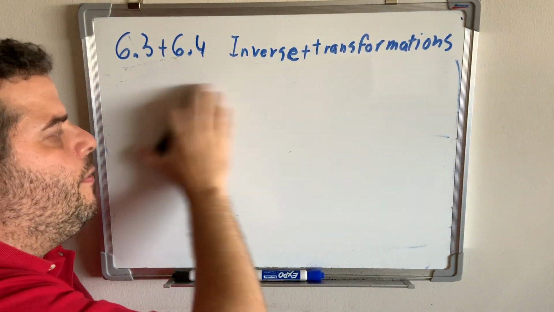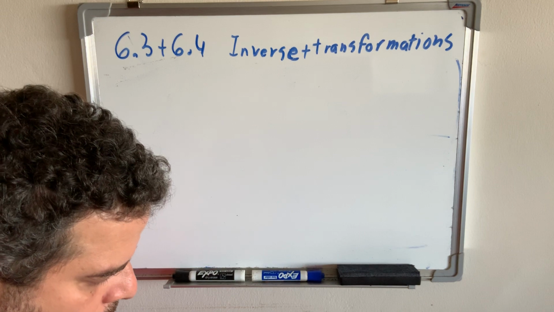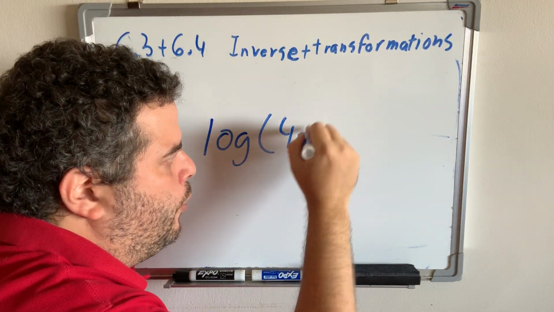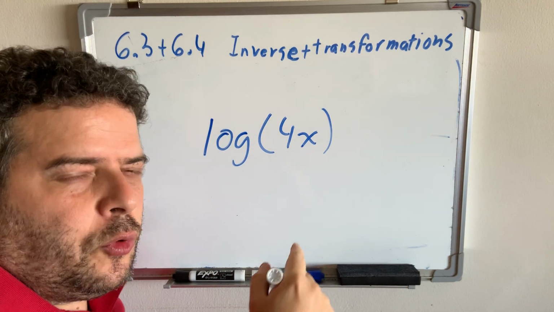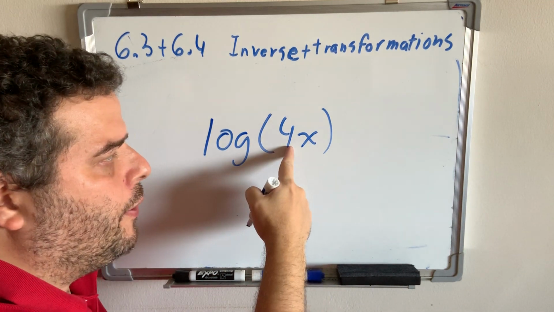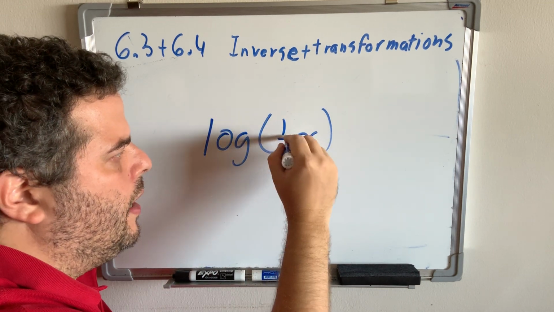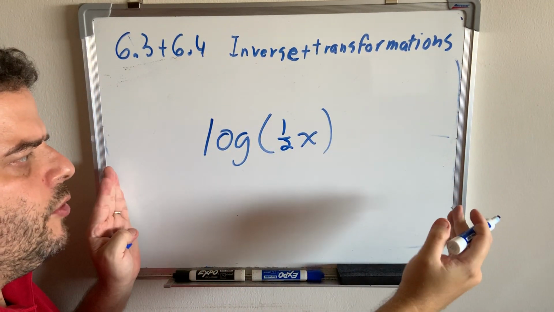Now that takes care of reflections. Now we're going to go over, again, applied directly to the x. This would be horizontal. Bigger than 1, horizontal shrink. Smaller than 1, horizontal stretch.